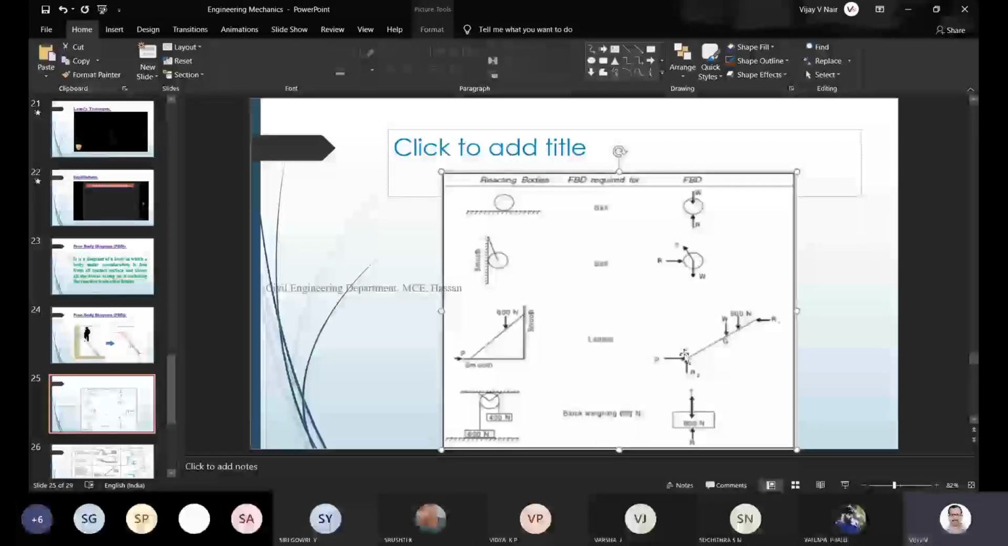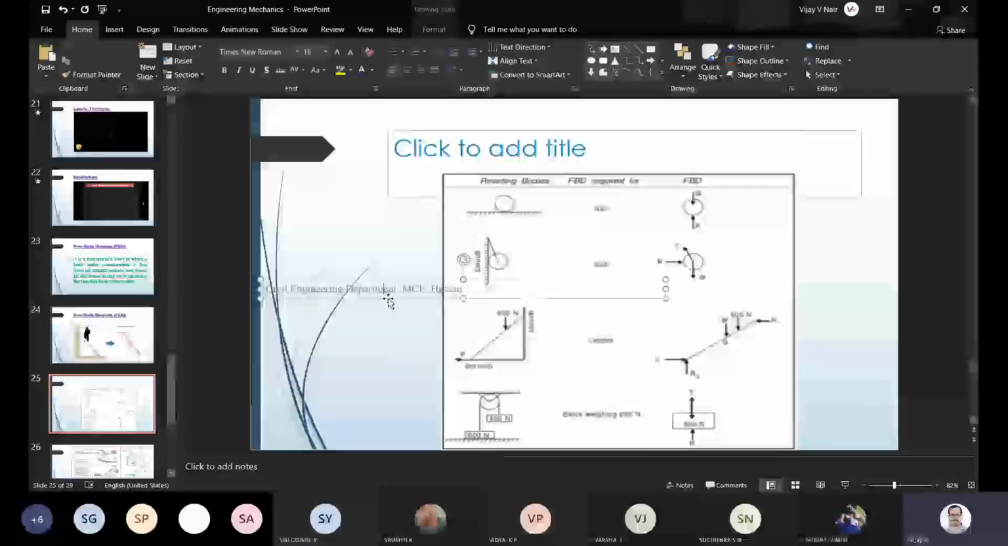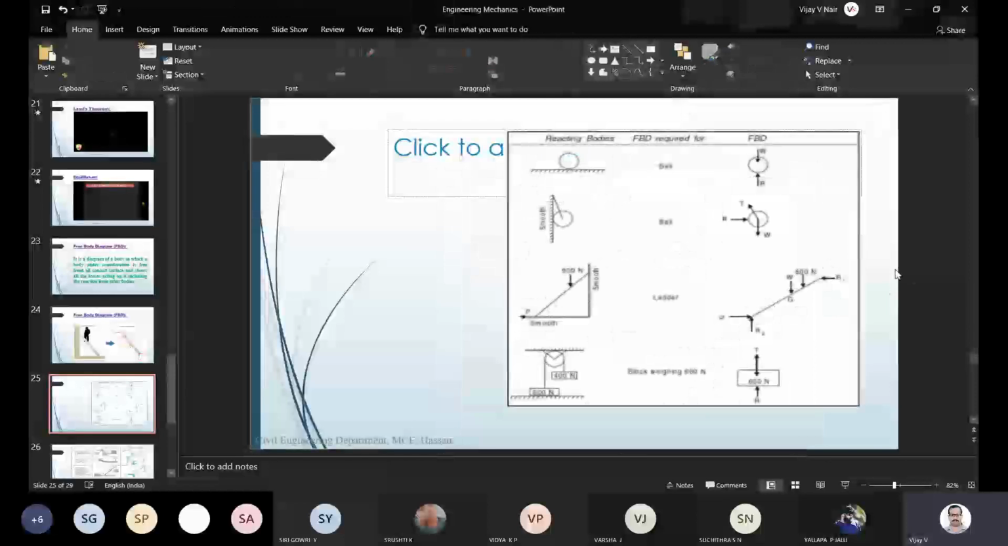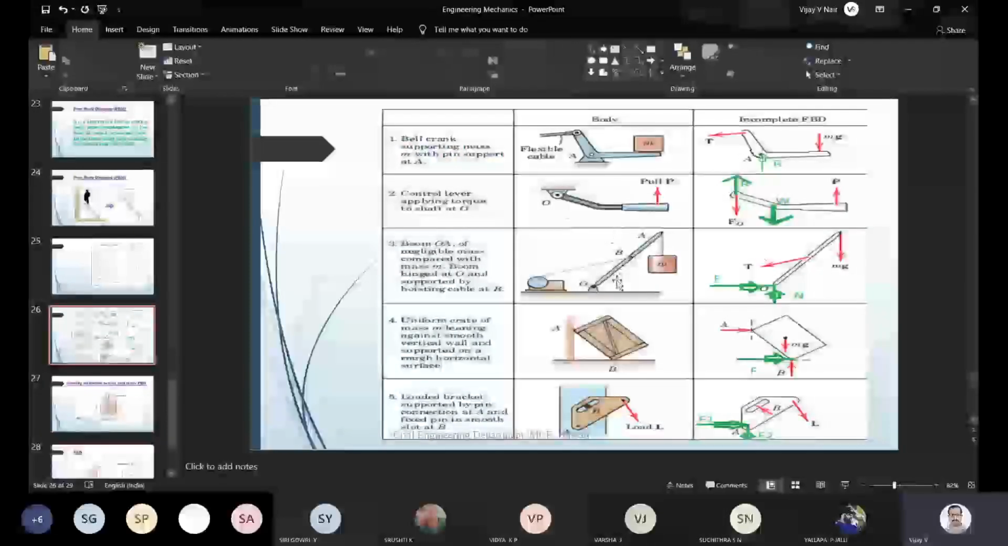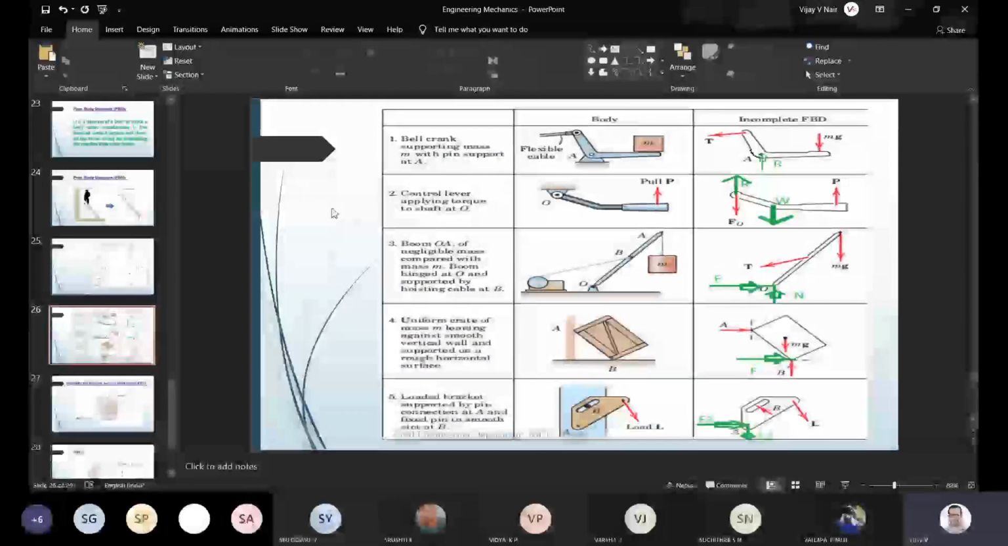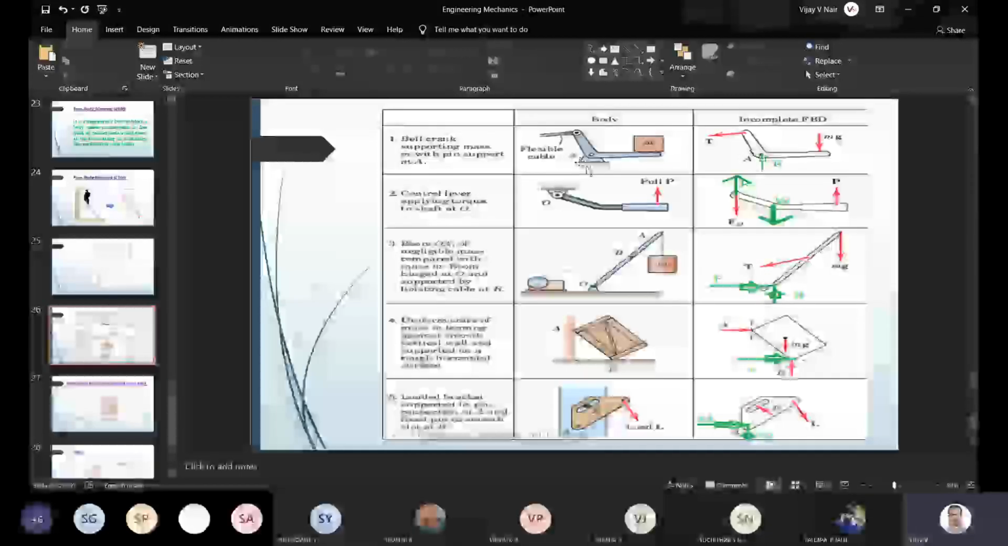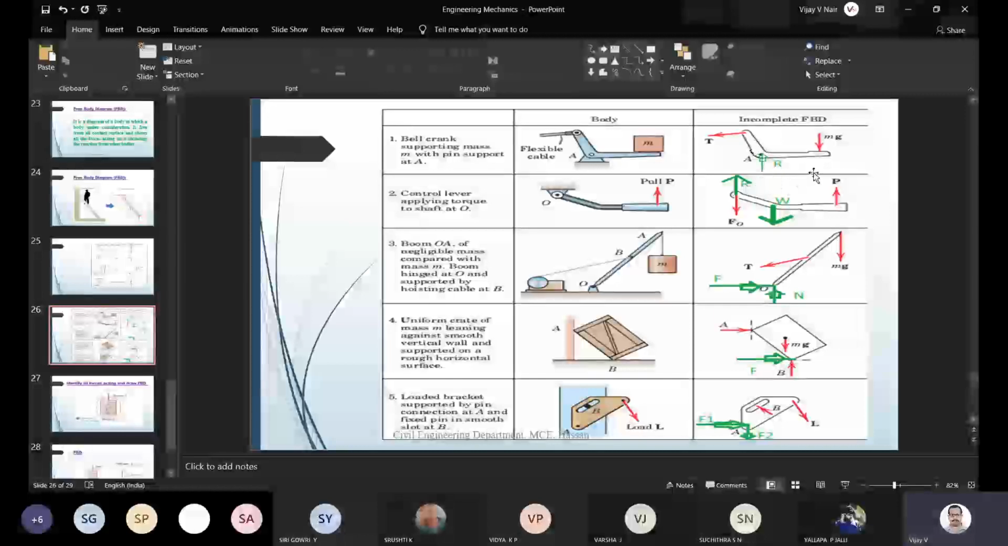So the first step in solving any kind of such problems will be generating a free body diagram. We can see more examples shown here. One is various engineering components where you can see the body, a bell crank supporting mass M with a pin support at A. So there is some kind of arrangement here where there is a bell crank supporting a mass at M with a pin support at A. In this case, how can you generate a free body diagram? This is actually an incomplete free body diagram.